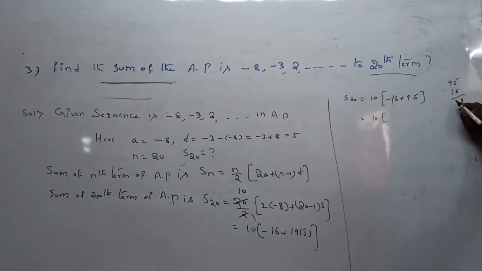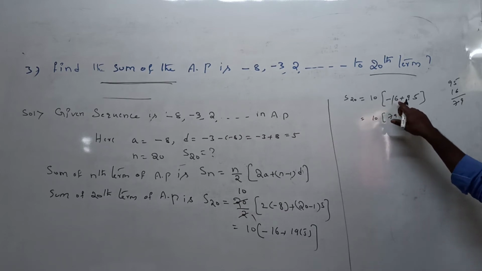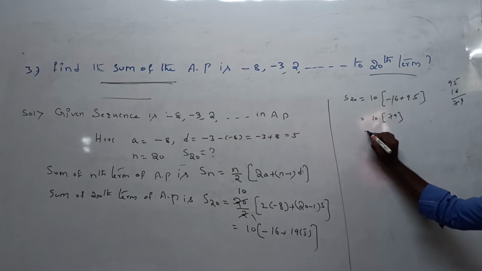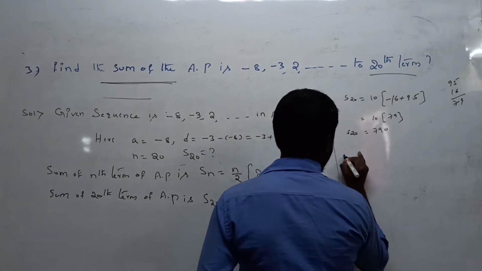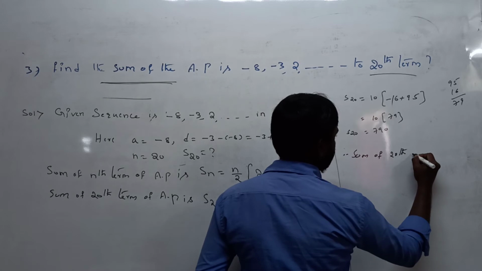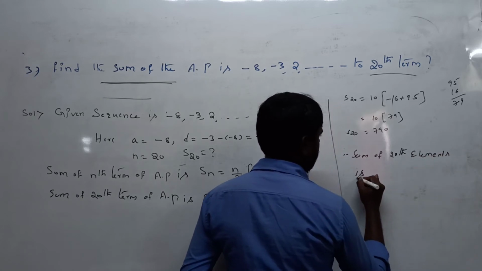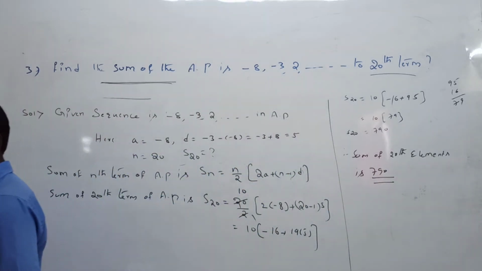95 minus 16 is 79. So the value is 79: minus 16 plus 95 is 79. 10 into 79 is 790. Now the conclusion: the sum of the 20th term, or sum of 20 elements, is 790. See, it is clear?